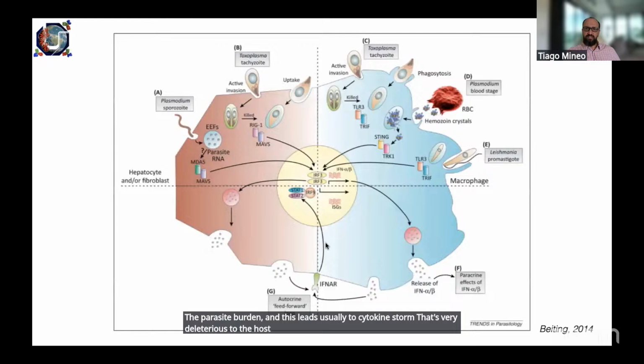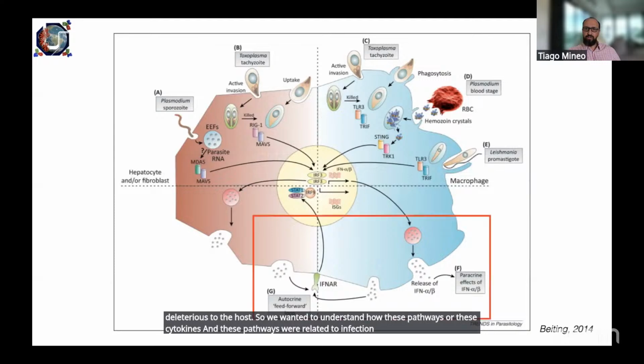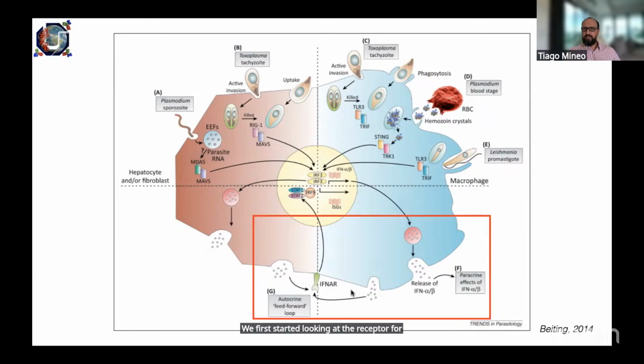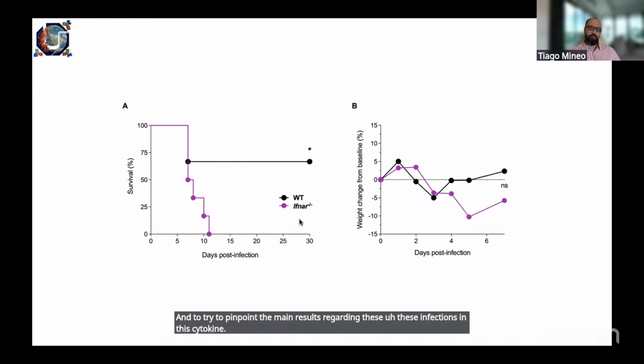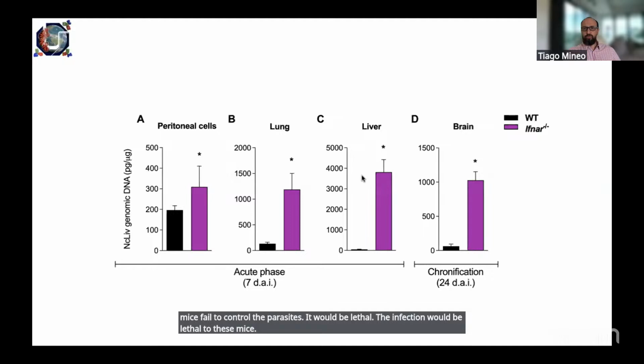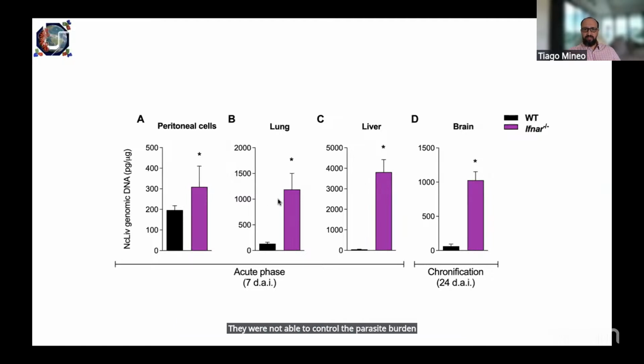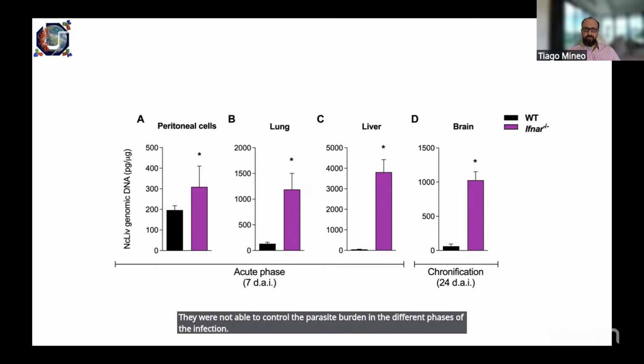So we wanted to understand how these cytokines and pathways were related to infection by Neospora and Toxo. We first started looking at the receptor for type 1 interferons itself, to pinpoint the main results regarding these infections and this cytokine. What we saw, as expected, is that in the absence of the receptor, mice failed to control the parasites. The infection was lethal to these mice. They were not able to control the parasite burden in the different phases of the infection and in different tissues.